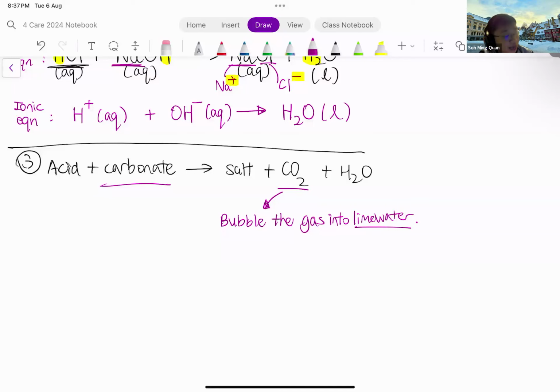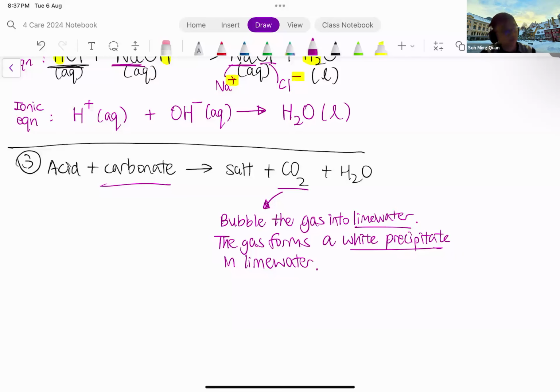You will see that the gas forms a white precipitate in lime water. Okay, so you need to know the test for the gas and the observations.